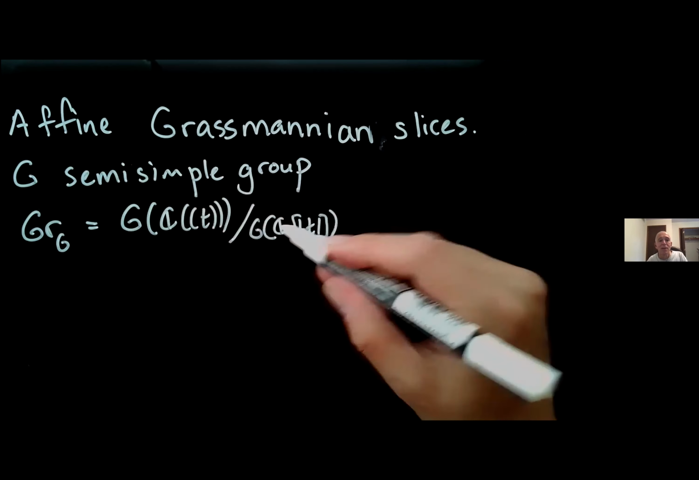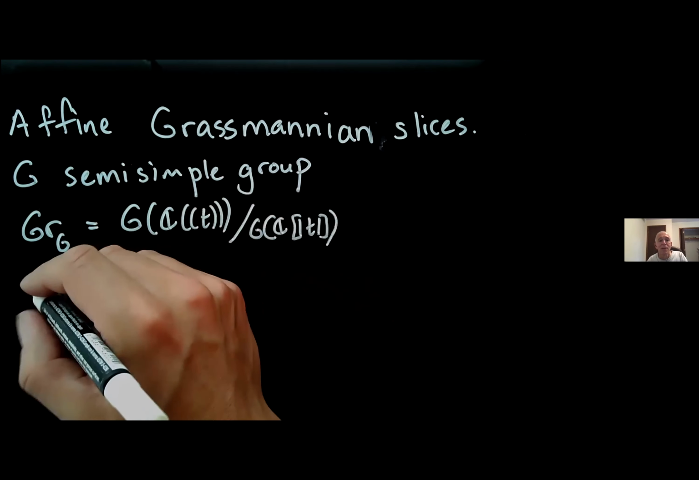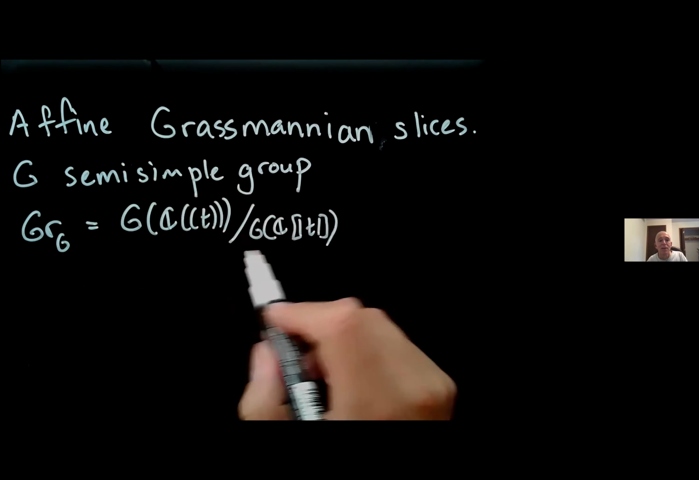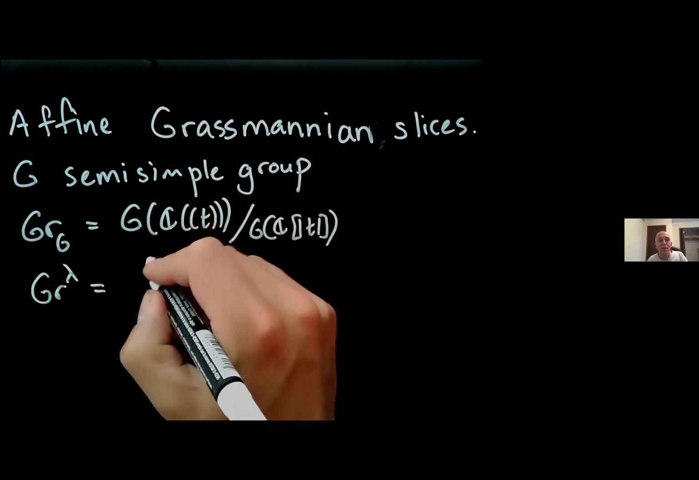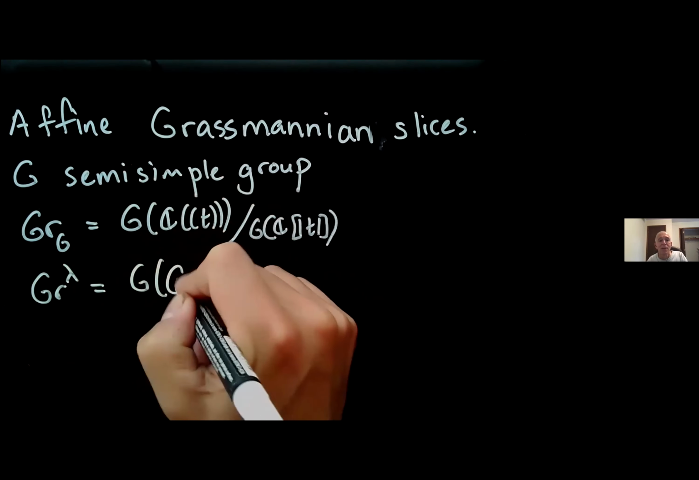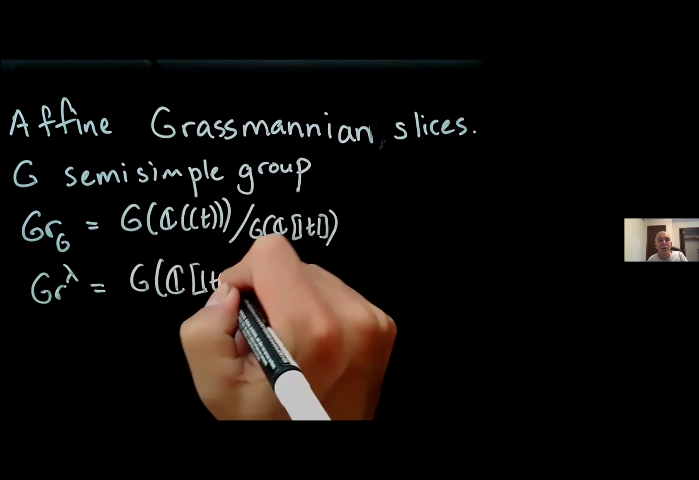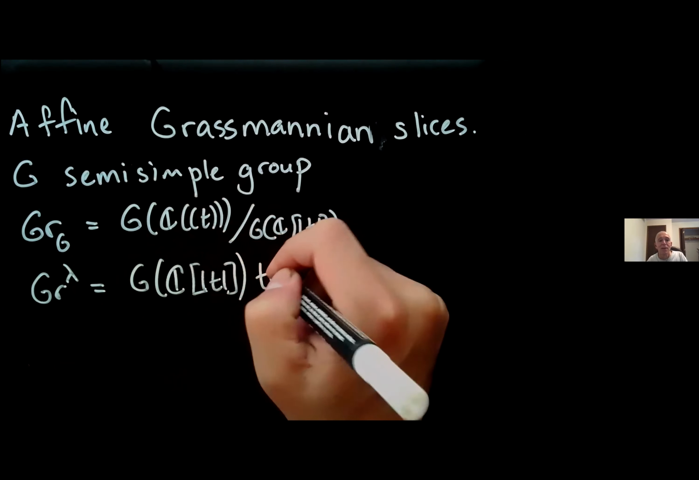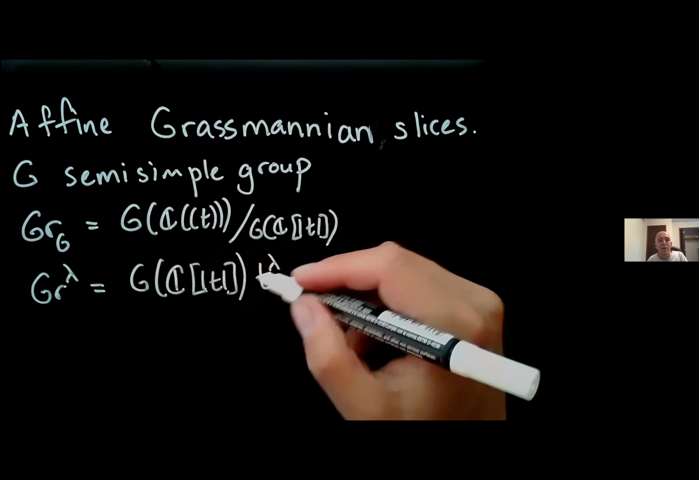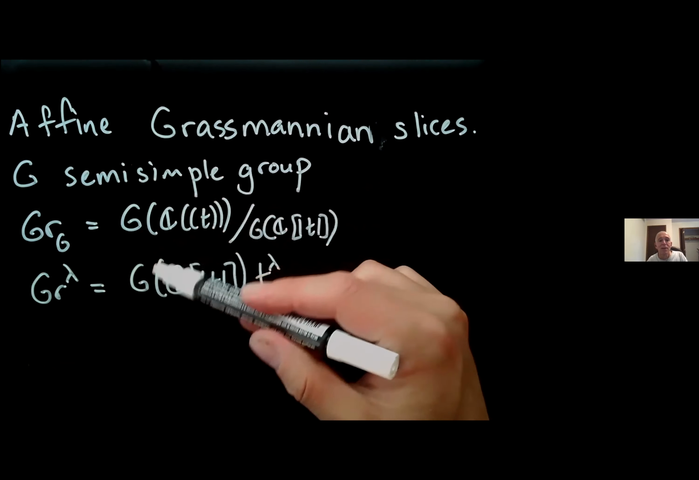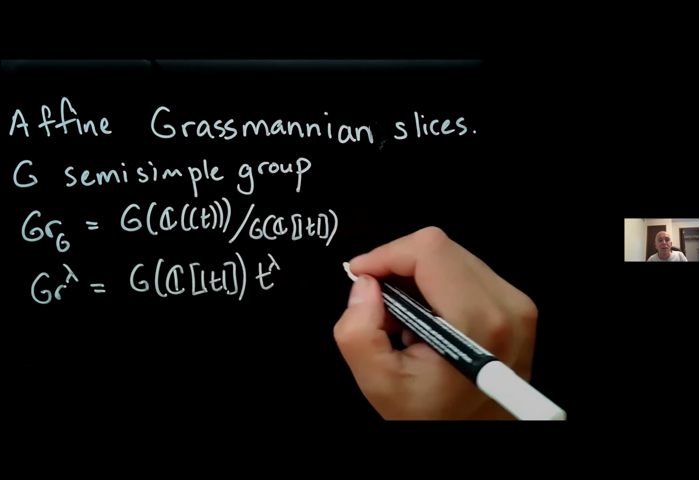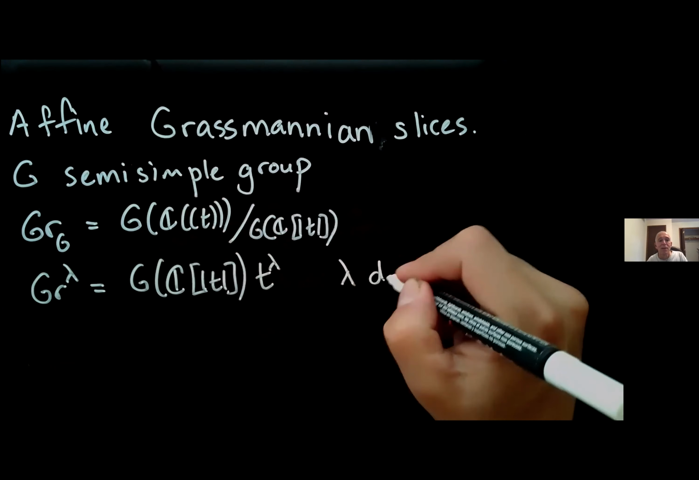Inside this affine Grassmannian, we're interested in the orbits of this group here. So we call it Gr lambda. We take this G over power series and take its orbit through a point t^lambda. And in order to get all the orbits of this group, this G(O) group, we need only to take lambda here to be a dominant coweight.